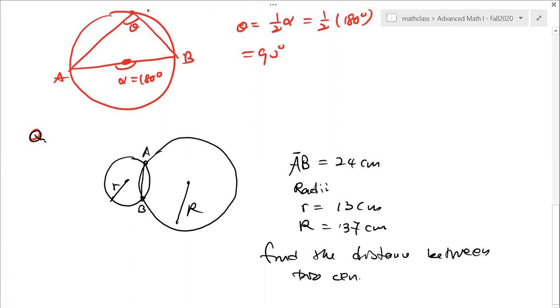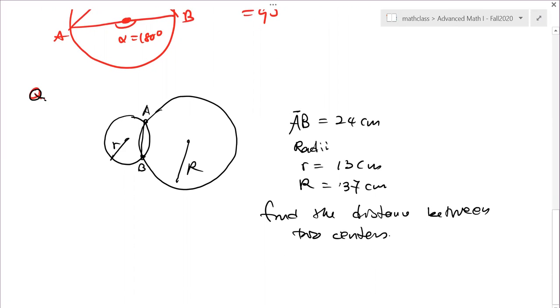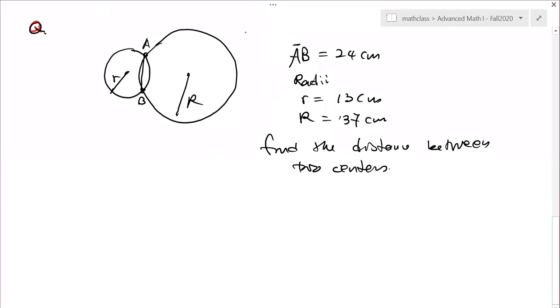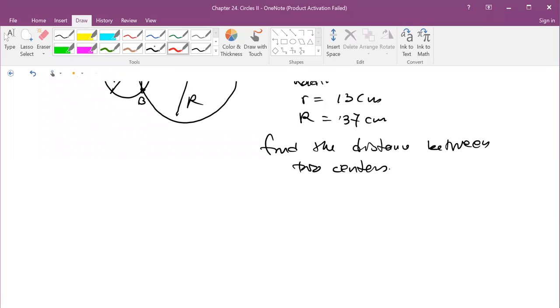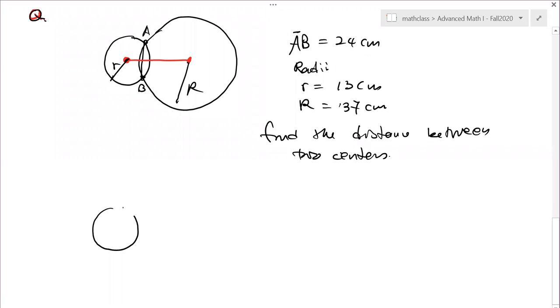Now to solve this problem, you need to draw the line. So this is the distance between the two centers. But that's not enough to solve the problem. You have to draw additional lines in order to find the distance between the two centers. So remember, connect the important points. I think the intersection points are important points. I just connect them.